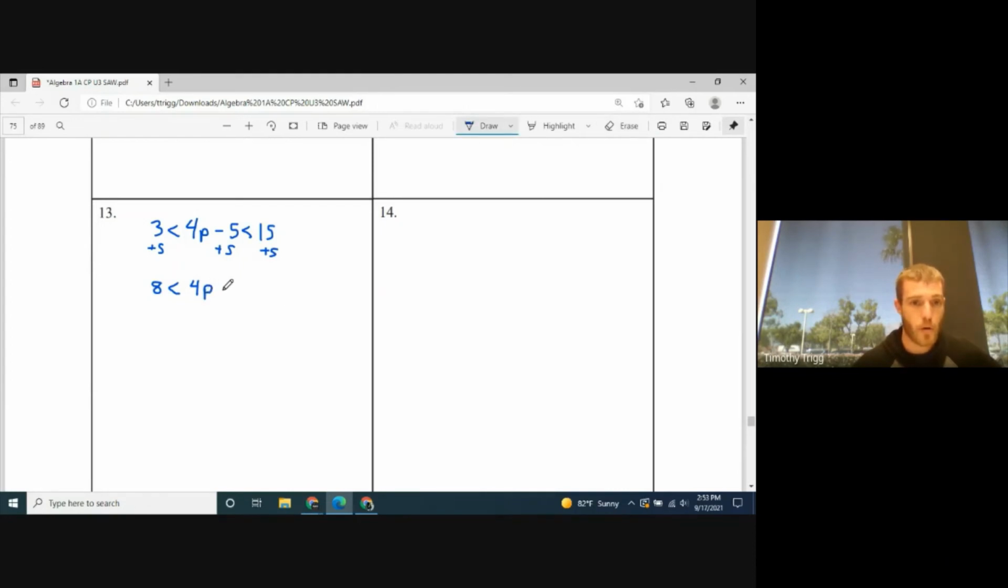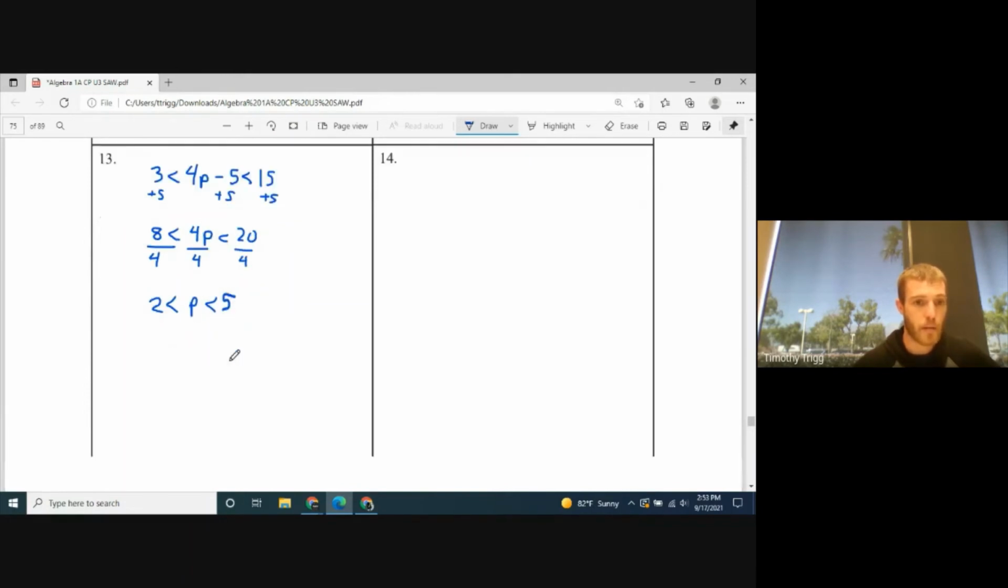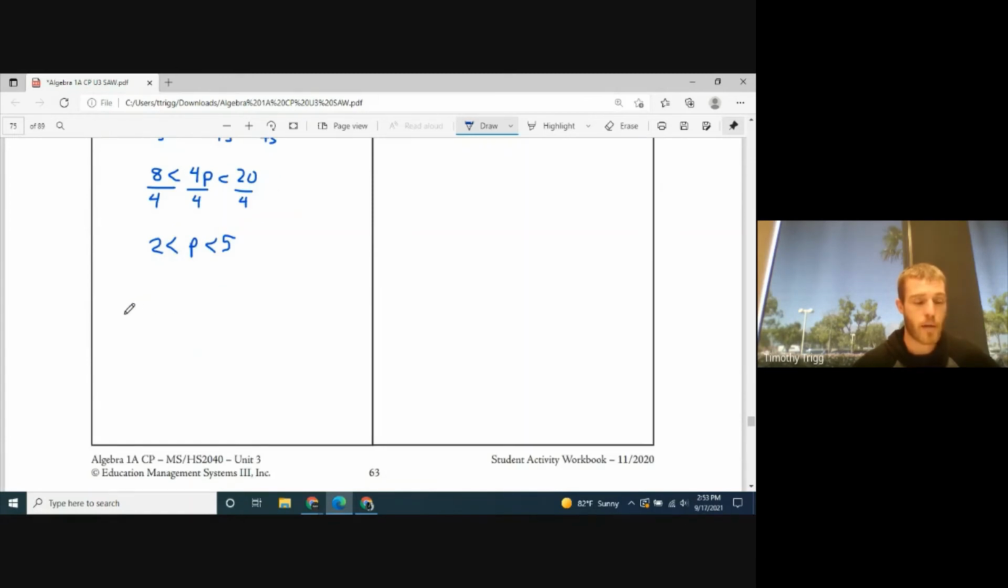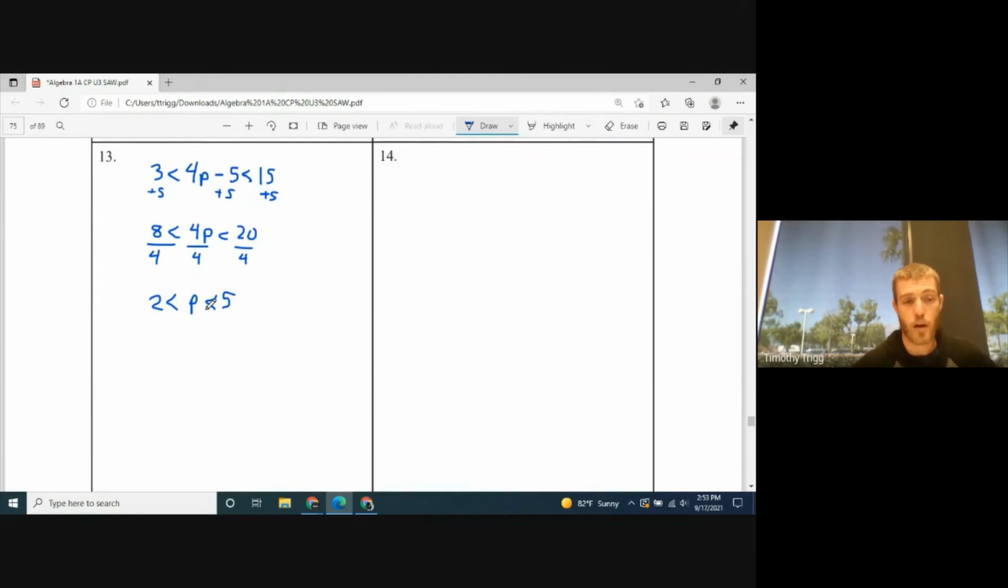4p, which is less than 20. Then to get p by itself, we divide by 4, divide by 4, divide by 4. Gives you 2 is less than p, which is less than 5. Okay. I'm going to trust you're going to go ahead and graph that for me. Go ahead and try graphing that on your own.